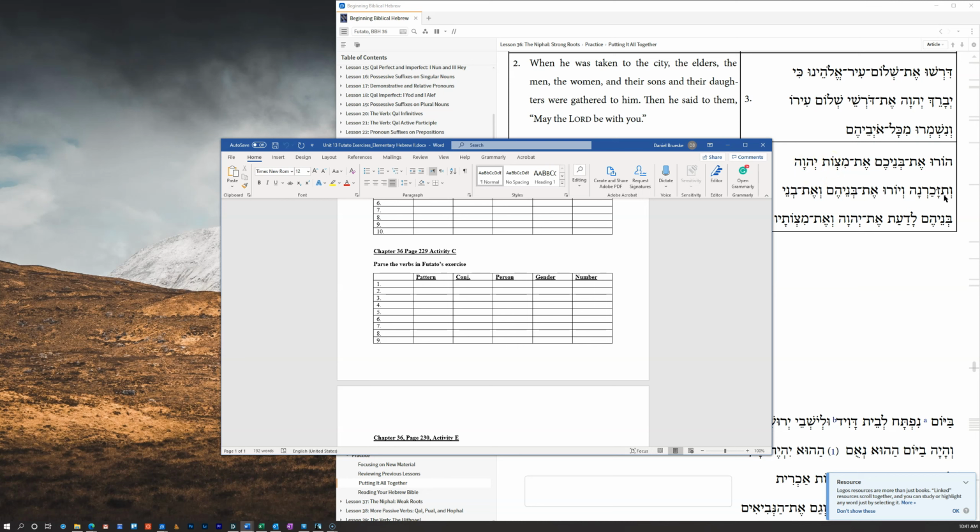and Zakar, remember. So tizakarna, this is going to be Niphal imperfect, either 3FP or 2FP. Either way, it's feminine, which is surprising. Oh, maybe yes, because mitzvot is the subject. Remember, this is Niphal, so it's, and they will be remembered. So the mitzvot will be remembered.